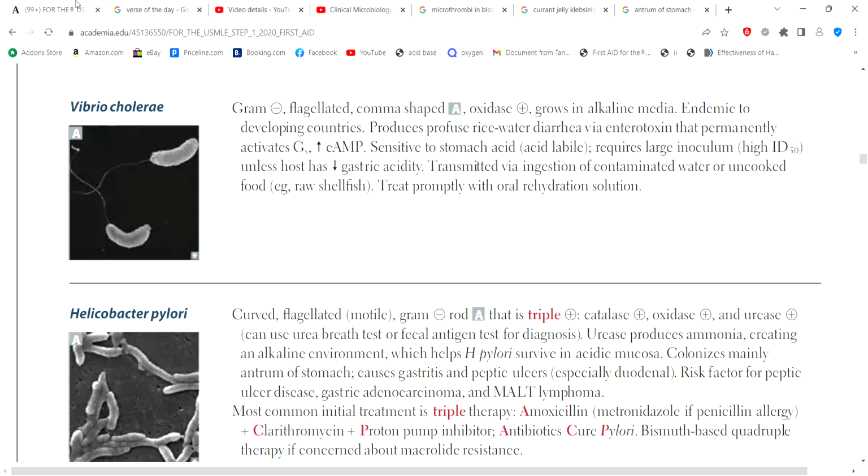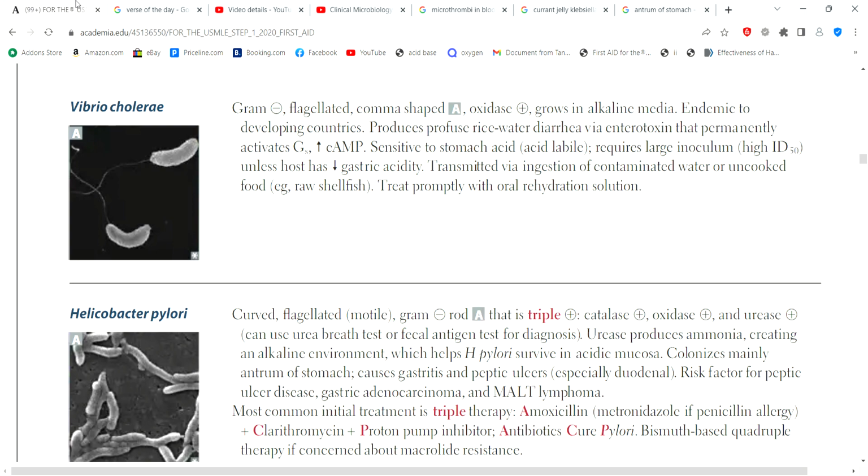Vibrio is transmitted by ingestion of contaminated water or uncooked food like raw shellfish. You treat promptly with oral rehydration. Okay, we're going to get to some facts we have to know about Vibrio. Cholera toxin activates Gs, causing an increase in cyclic AMP. This causes secretion of water into the intestines. Oxidase positive means it turns purple on the oxidase test. Vibrio grows in alkaline media. It grows in increased pH media, endemic to developing countries.